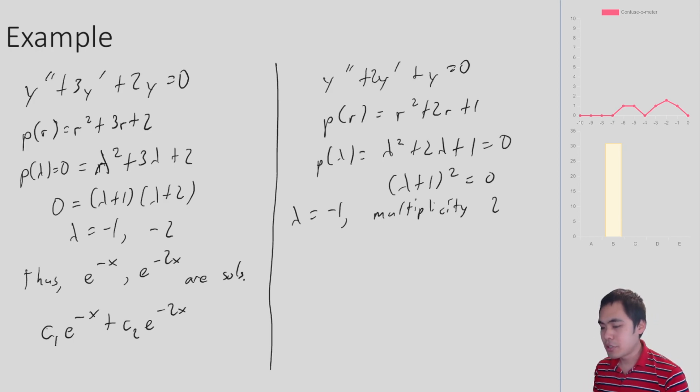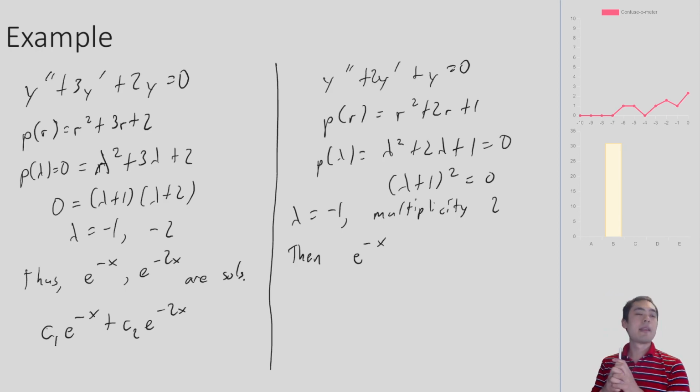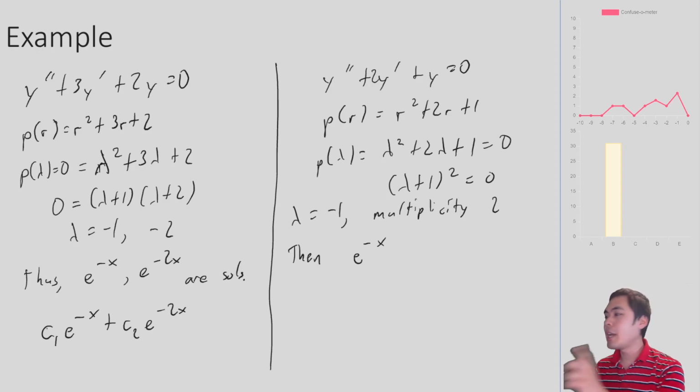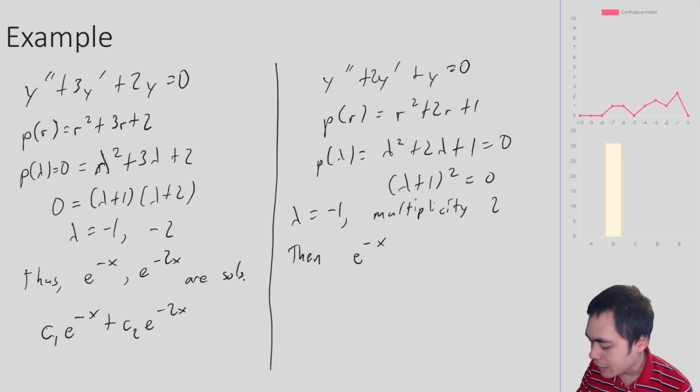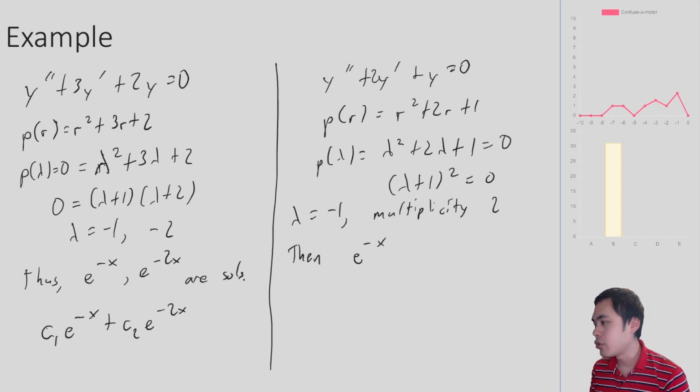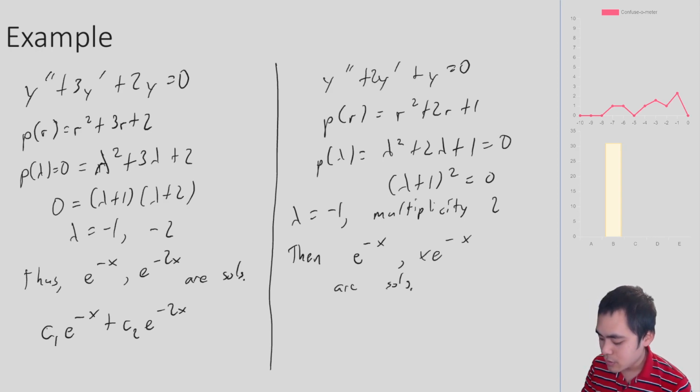But going back to this one here, we have lambda is equal to minus 1 multiplicity 2. So then e to the... No. Let me explain it. Let me try again in a moment. Actually, no. Let me try again now. Let me rewrite this. Let me finish solving this, and then I'll go back to that. So e to the minus x and x e to the minus x are solutions, and so therefore c1 e to the minus x plus c2 x e to the minus x are solutions.